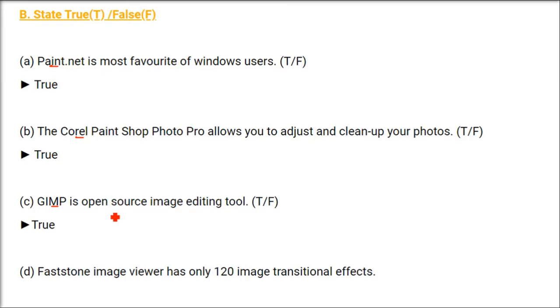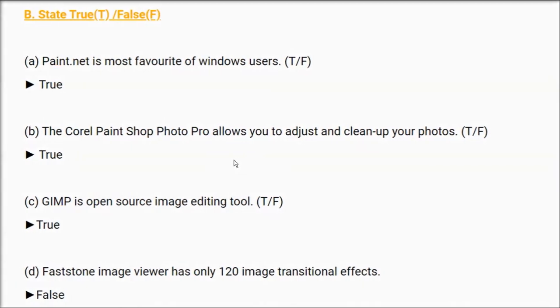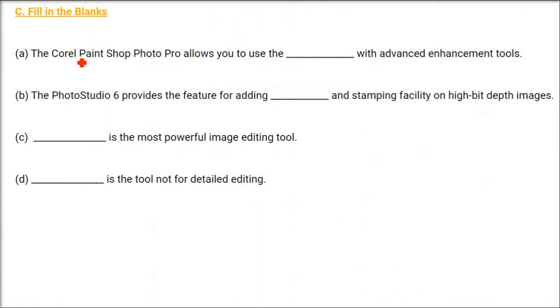GIMP is an open source image editing tool. We have already seen it's open and free source. FastStone Image Viewer has only 120 image transitional effects. This is wrong because it has 150 plus, as of now. Fill in the blanks: The Corel PaintShop Photo Pro allows you to use the Photo Organizer with advanced enhancement tools. So the answer here is Photo Organizer.